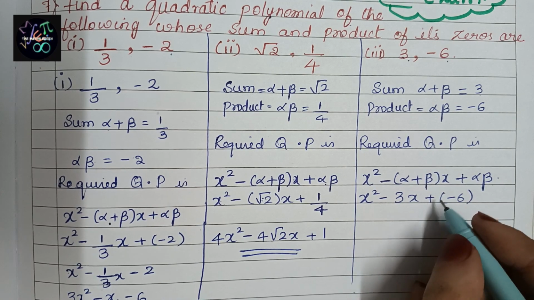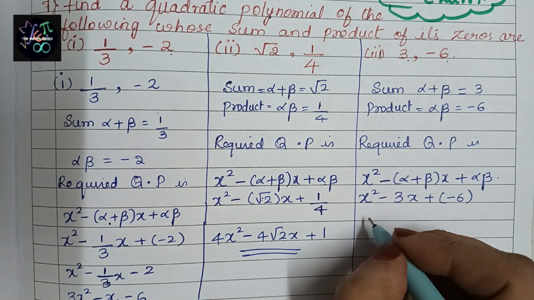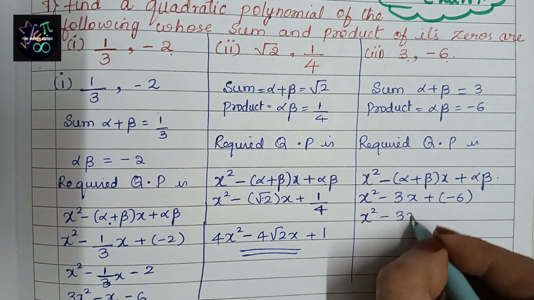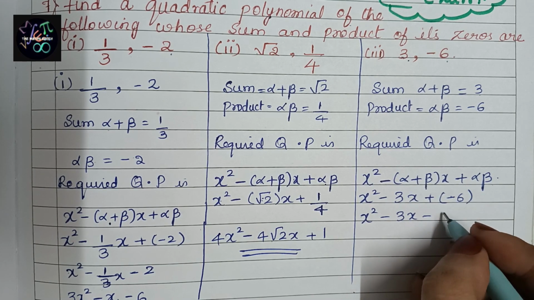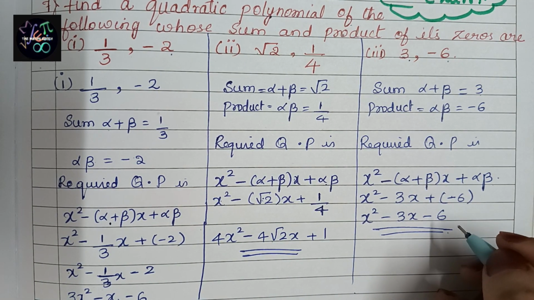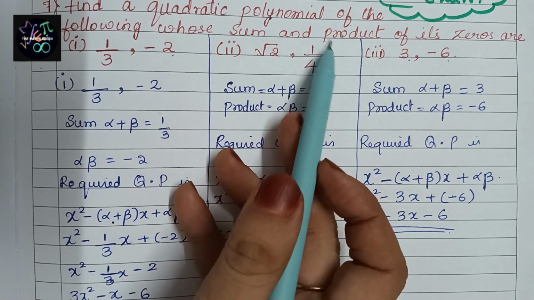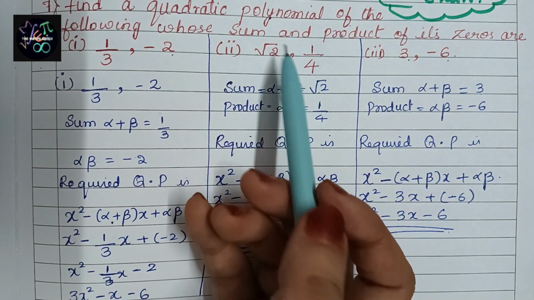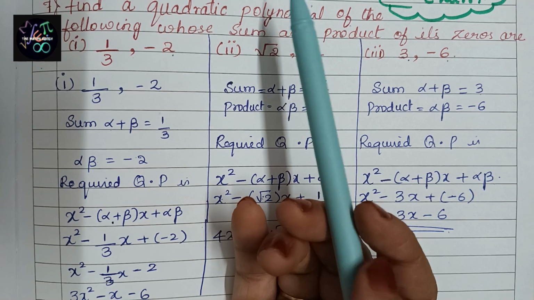Let us write in proper form. Because here we don't have any fraction, we can directly write x square minus 3x plus minus 6. This is our standard quadratic polynomial. So I have solved three questions here. In place of sum and product, any number we can get. So this is a very important question for the board examination.